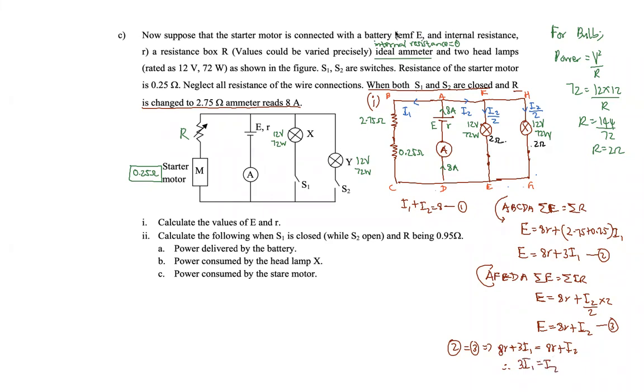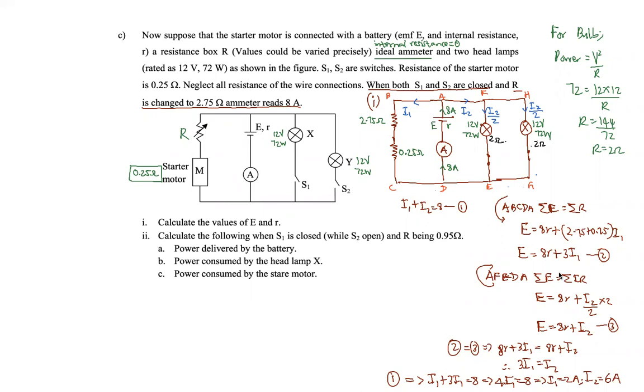If 3I1 is equal to I2, from the first equation I can say I1 plus 3I1 is equal to 8. That means 4I1 is equal to 8, so I1 is equal to 2 ampere, and I2 is equal to 6 ampere, because I2 is 3I1. So we have found I1 and I2.